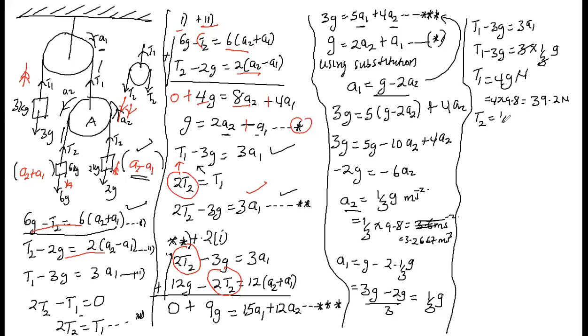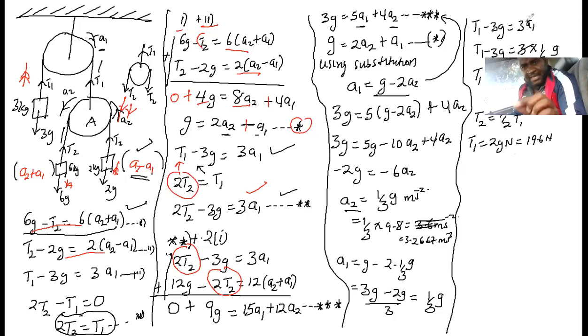Then consequently, I can get T2. T2 is 1/2 T1. From here, remember this equation? So it will give me T2 is equal to 2G newtons, which is equal to 19.6 newtons.